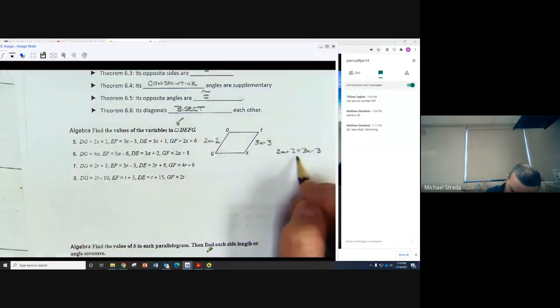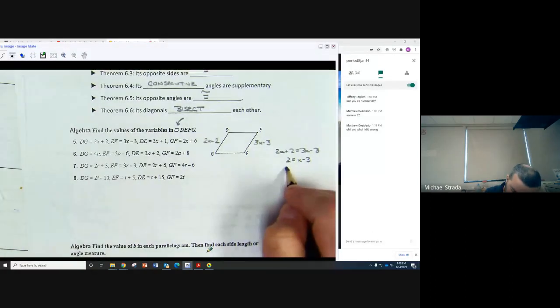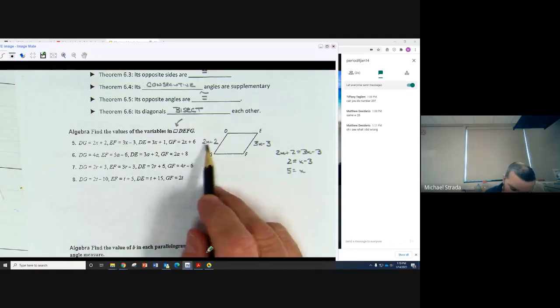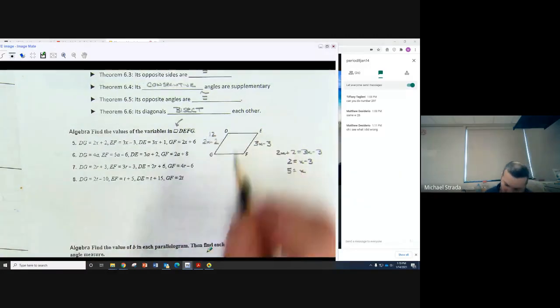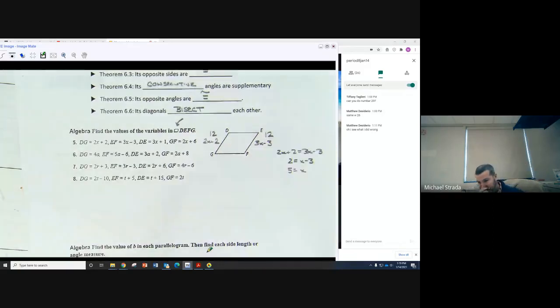Bring the 2x over by subtracting. 2 equals x minus 3. Add the 3 to both sides. X equals 5. And then plug it in. 2 times 5 is 10. 10 plus 2 is 12. 3 times 5 is 15. 15 minus 3 is 12.